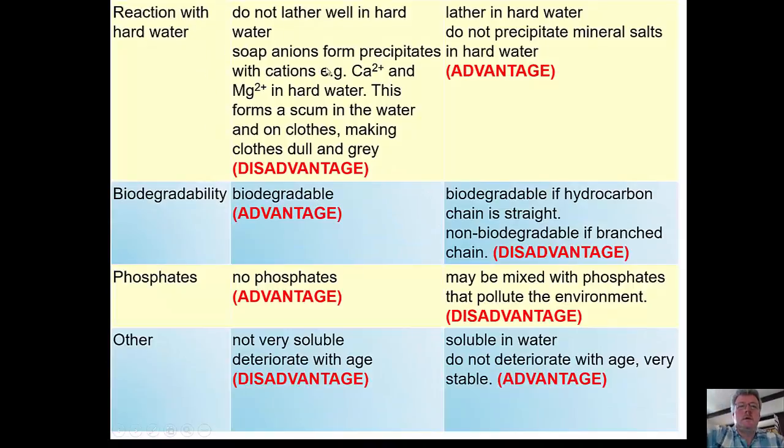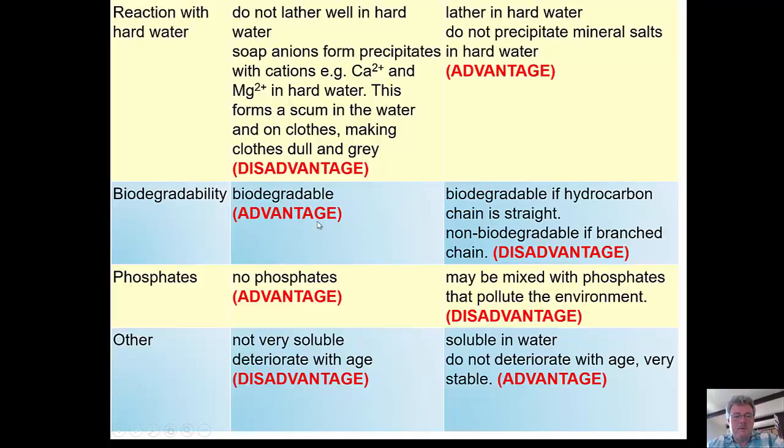In hard water, how do they both fare? Well, soaps don't lather well. We know that. We've done some testing of that. If you've got calcium and magnesium ions in the water, it's hard, it doesn't lather, instead it makes this scum that floats on the water, and it doesn't help the clothes. It sort of turns a dull grey colour. That's a disadvantage of soap in hard water. In hard water, our detergents can lather. They don't precipitate those mineral salts, the calcium and the magnesium salts, out into a precipitate.